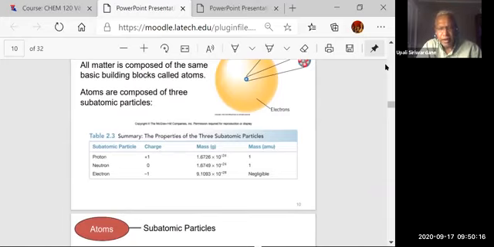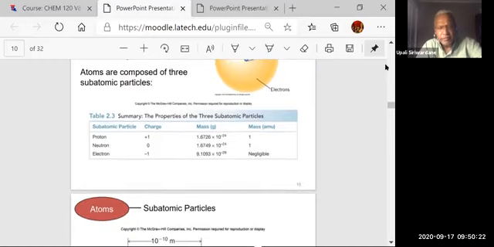Electron has very small mass. The mass of the atom is mainly decided by the number of protons and the number of neutrons. The sum of the protons and neutrons is called the mass number, because they are the ones that contribute mainly to the mass of the atom.